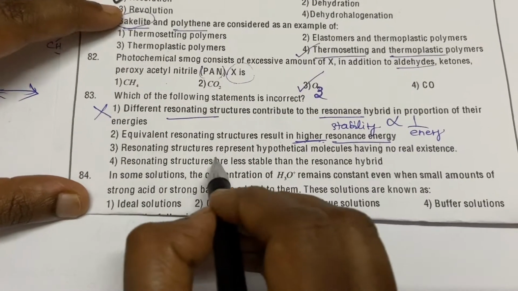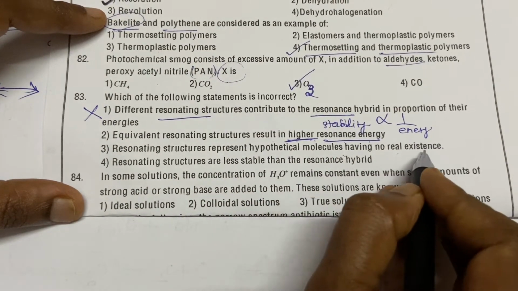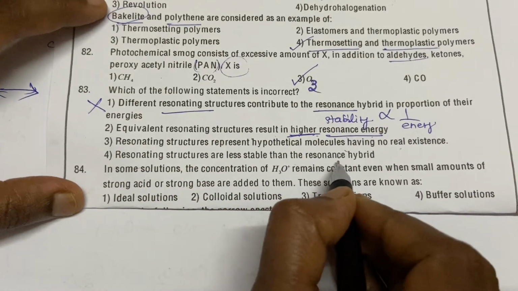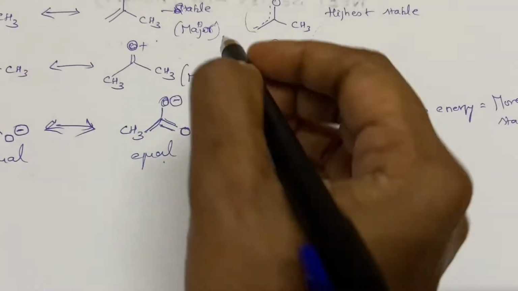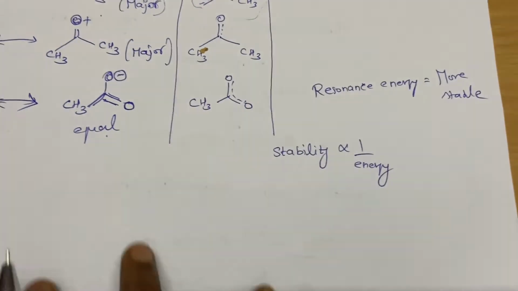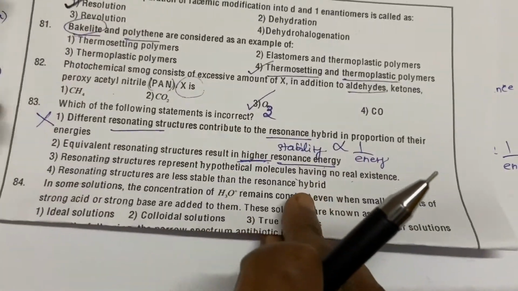Okay, so the resonating structures represent hypothetical molecules having no real existence. That is true. The resonating structures are less stable than the resonance hybrid, because the resonance hybrid which has been derived from the resonance structures is the most stable. So the resonance structures are less stable than the corresponding resonance hybrid.